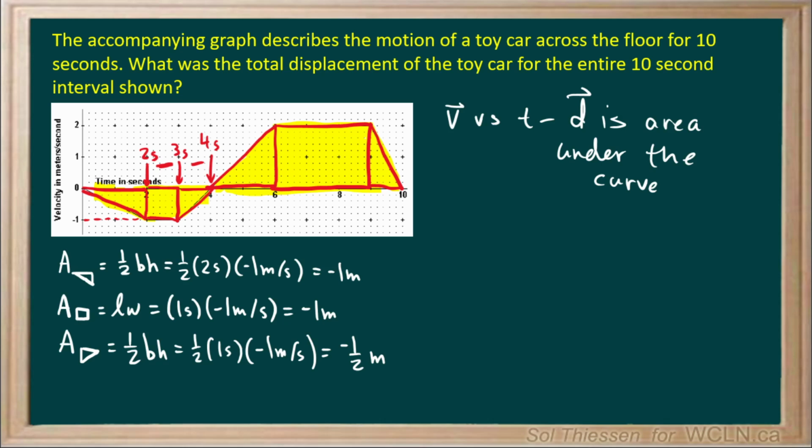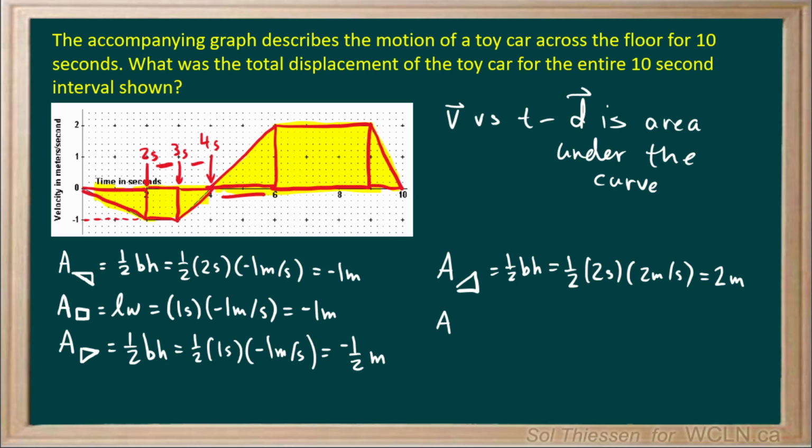Okay, now let's look at the positive displacements. So we have first the area of the triangle that looks like this. It'll be 1/2 base times height. So 1/2 the base, which is 2 seconds, the difference between 4 and 6, 1/2 times 2 seconds, times the height, which is 2 meters per second. And this is equal to 2 meters.